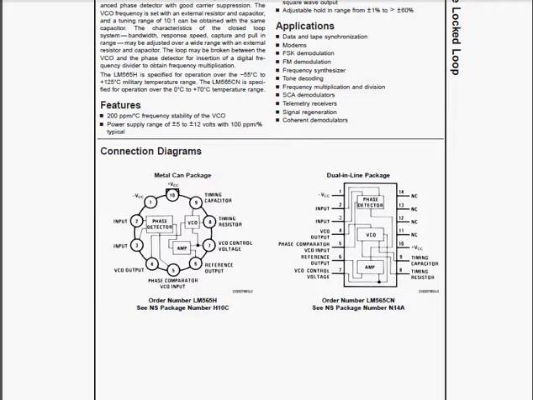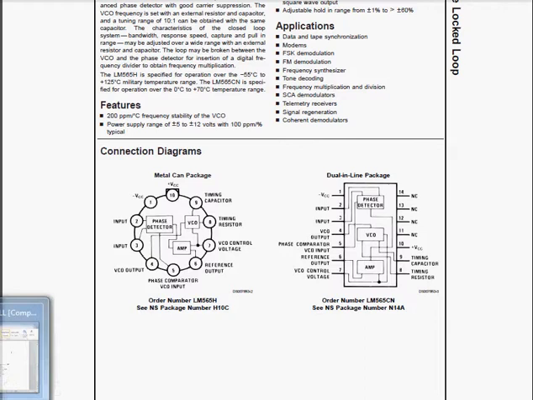There's another connection at pin 7, which is the VCO control voltage. If you change this control voltage, the frequency will also change. VCO means voltage controlled oscillator. So if you change the voltage, the frequency should also change.